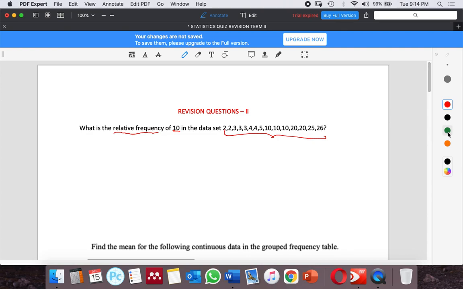So when we look, we have here 10, 1, 2, 3. We have 3 tens. So we are writing 3 divided by how many numbers there are in the data set, which is 1, 2, 3, 4, 5, 6, 7, 8, 9, 10, 11, 12, 13, 14, 15. So 3 over 15, which if we simplify is 1 over 5, and it will be 0.20. So that's the relative frequency of the number 10.